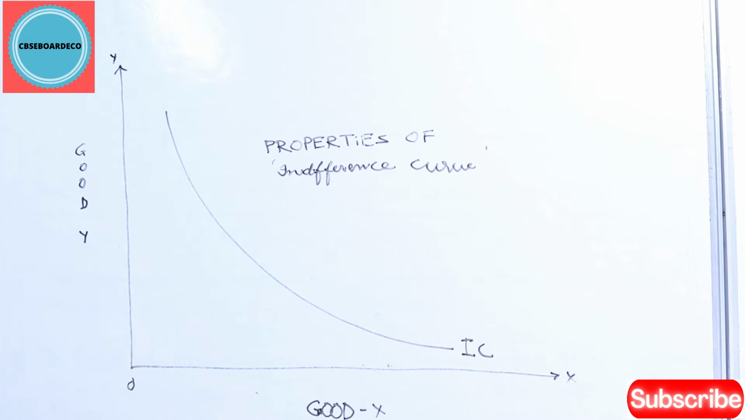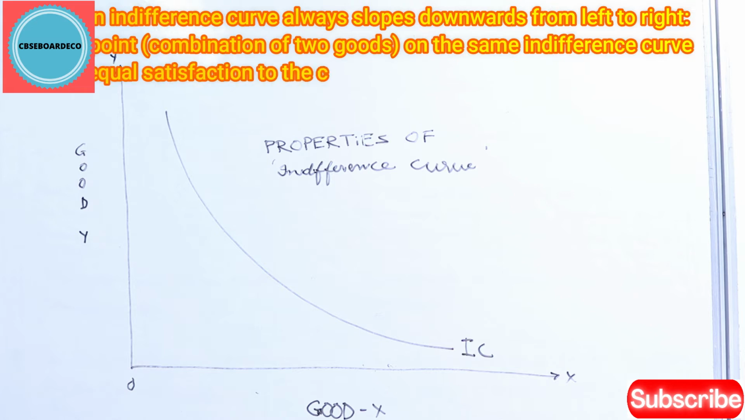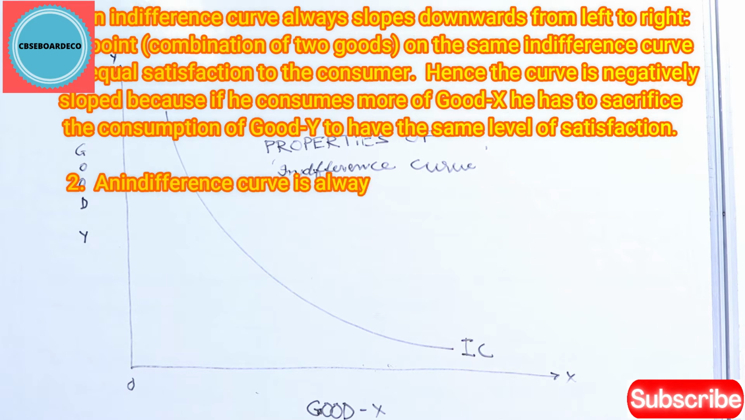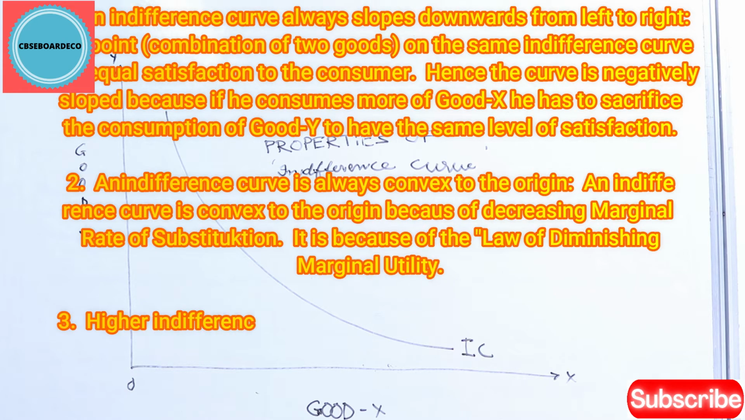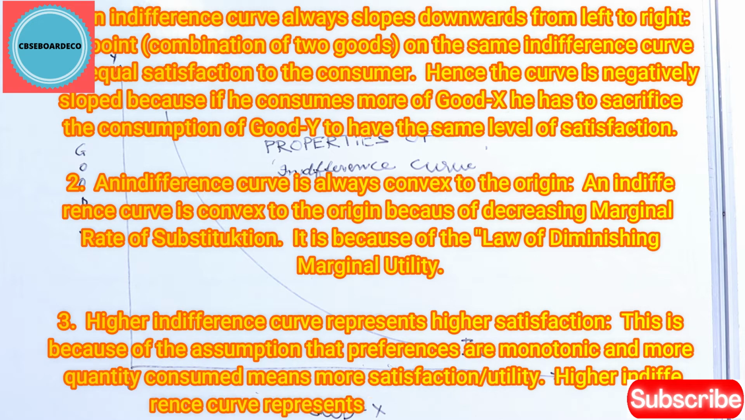So what are the properties of indifference curves? The first property is an indifference curve slopes downwards from left to right. Look at the graph. Any point or combination of two goods on the same indifference curve gives equal satisfaction and utility to the consumer. Hence the IC curve is negatively sloped, because if he consumes more of good X, he has to sacrifice the consumption of good Y to have the same level of satisfaction.